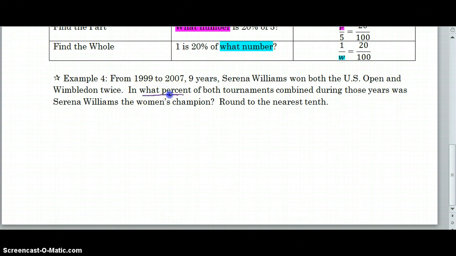In what percent of both tournaments? Oh, what percent? I already know that in my proportion, I'm going to have X over 100 because percent's what I'm looking for. So there's half the battle right there. In what percent of both tournaments combined during those years was Serena Williams the women's champ? And then we know it's going to be a decimal, and it's telling us to round to the nearest tenth. So here, let me think. I need to know my part, and I need to know my whole to put on the left side of my proportion.